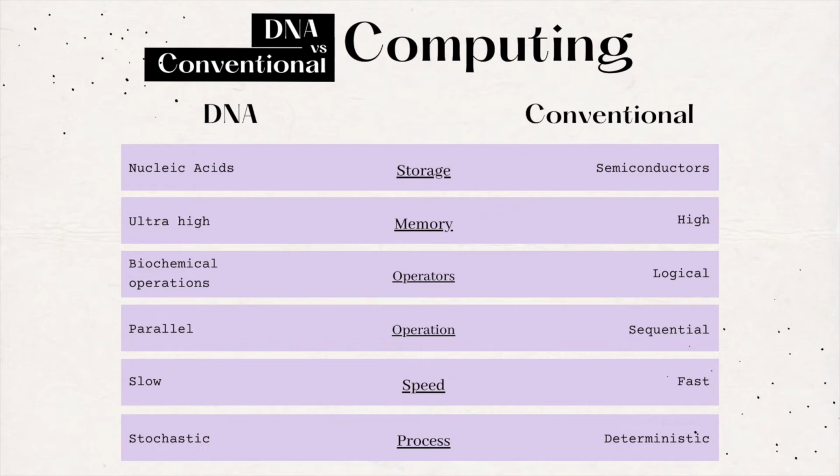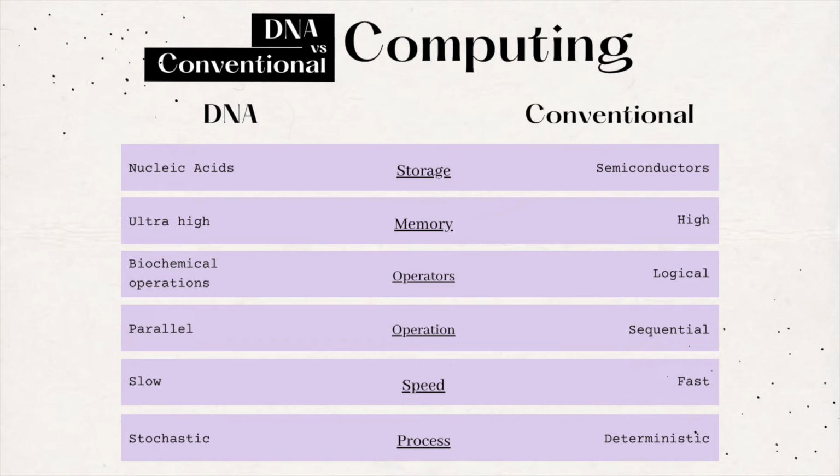Conventional computers run on silicon, which is a very good semiconductor. Hence, the electrons flow freely and quickly. But DNA computers run on biochemicals, in which electrons do not flow freely. Hence, conventional computers are very fast compared to DNA computers.